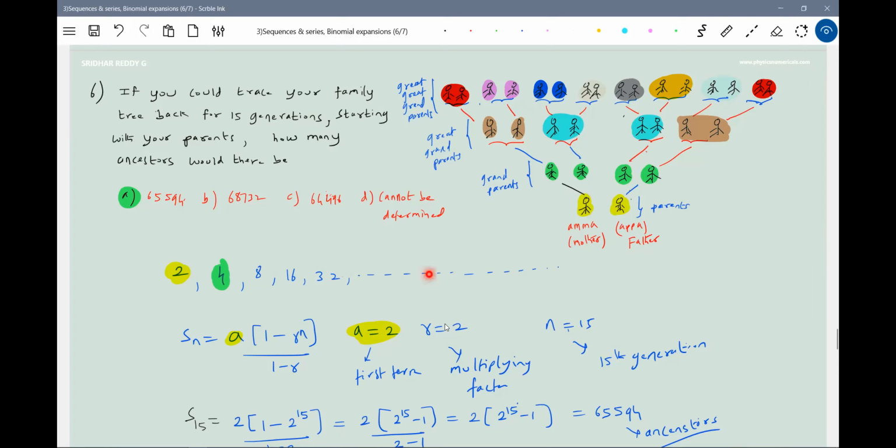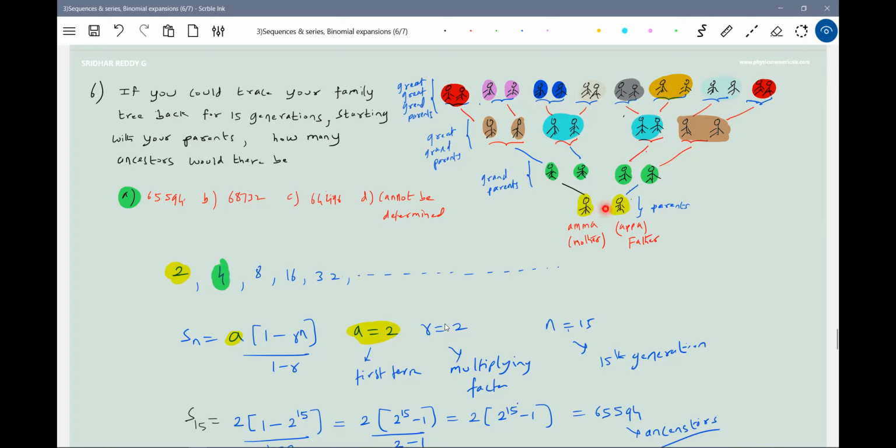I'll keep on filling up these blanks. Finally, I'll end up at the 15th. Then from there, I'll start adding the sum of all the elements. I'll get my total number of ancestors. This is one method. Or else, can we use a formula?